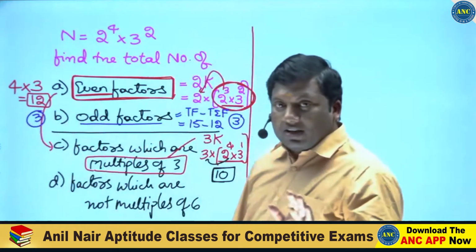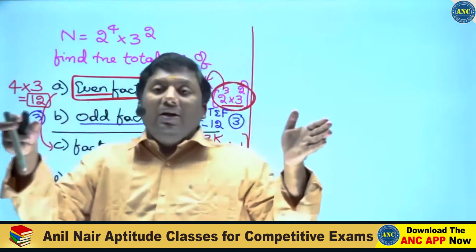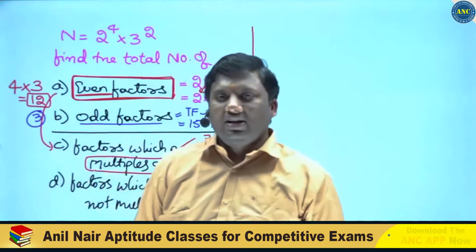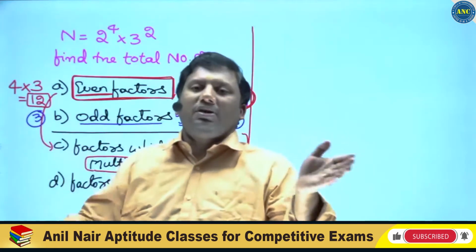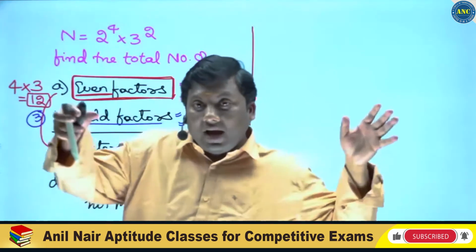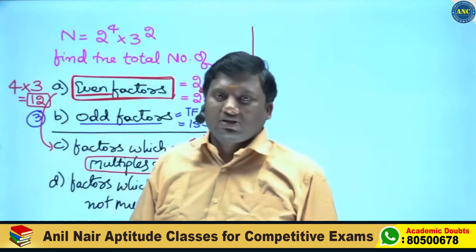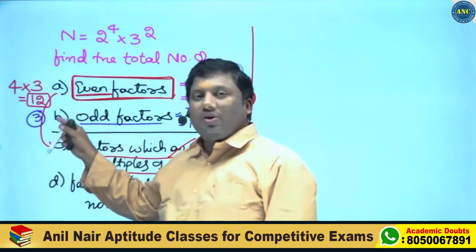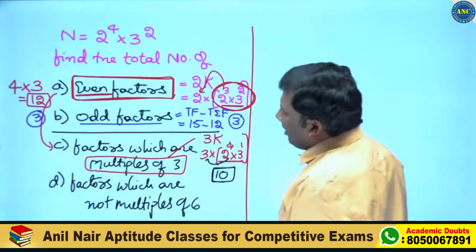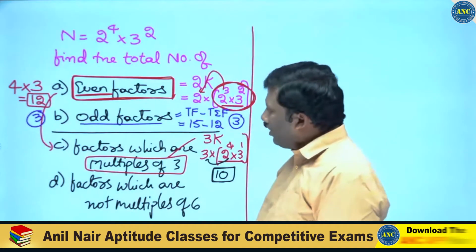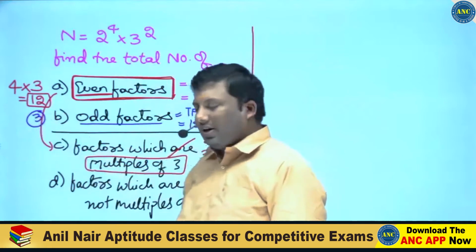Odd factor means, see, even number plus odd number combination gives a natural number. When you add even factors and odd factors, you will get the total number of factors. Total number of factors is always equivalent to even factors plus odd factors. So total 15 minus 12, it is 3.